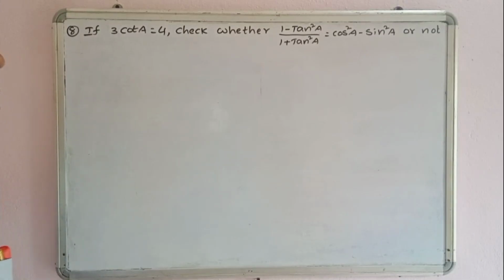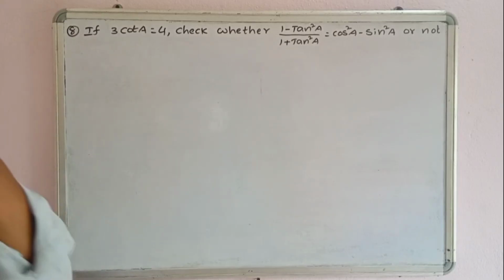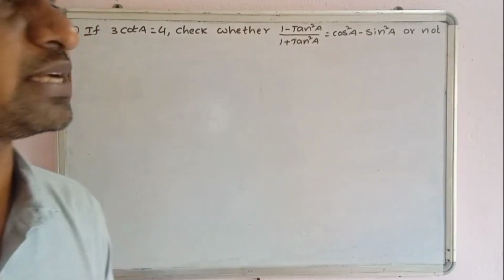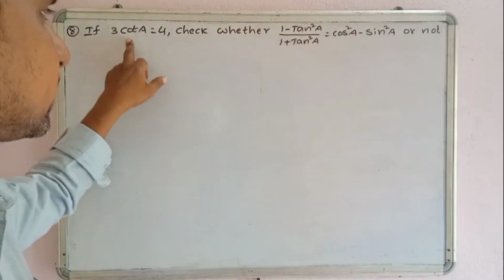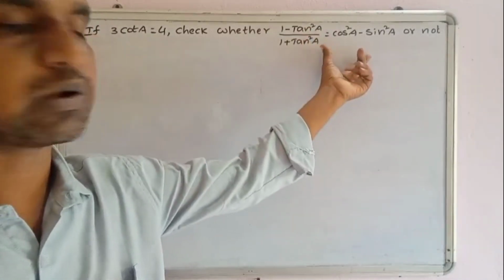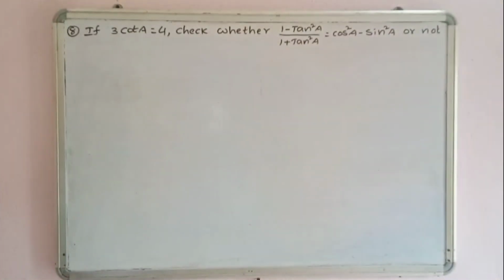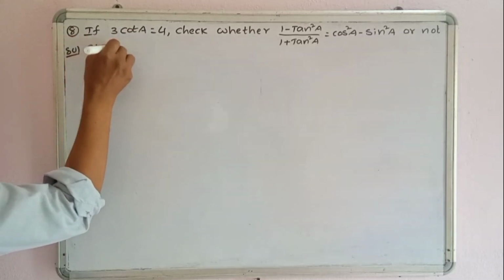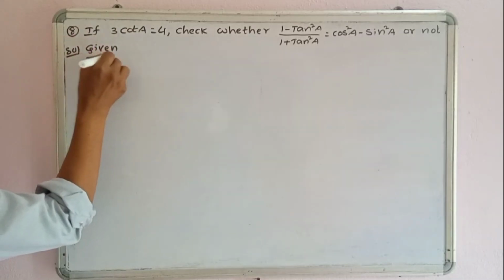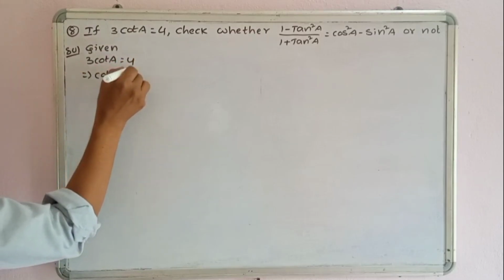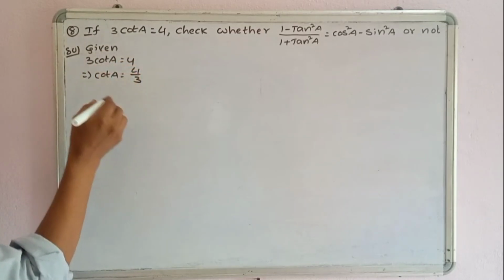See the problem number 8. If cot A equals 4 by 3, check whether (1 minus tan square A) by (1 plus tan square A) equals cos square A minus sin square A or not. Okay, we will check whether it is correct or not, whether LHS equals RHS. So first, what is given? See the solution. Given 3 cot A equals 4, so cot A equals 4 by 3.